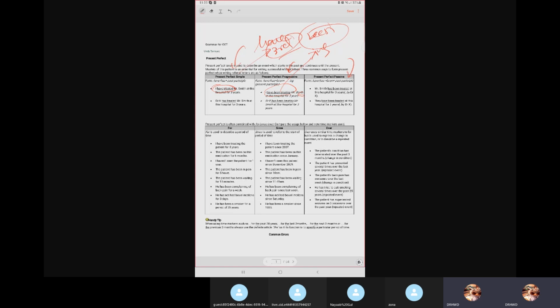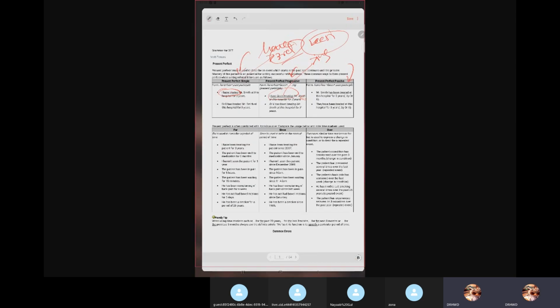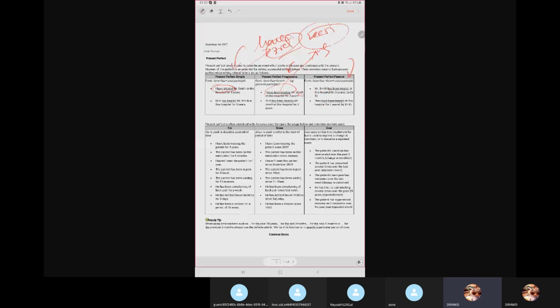So for means that, again, can anybody tell me the difference between for and since? Dr. Zona, what's the difference between for and since? For is used for a period of time and since is used for a point of time. Could you please repeat what you said? The voice got cut off. For is used for a period of time and since is used for a specific point of time, like it tells the start or the end point of time.